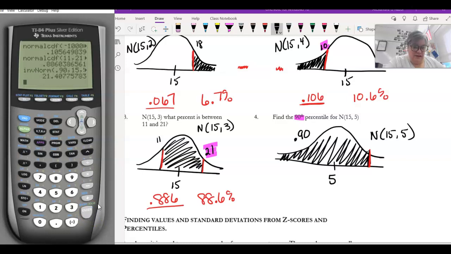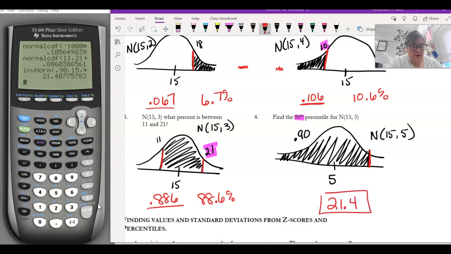And so what that tells us is that a score of 21.4 is going to give you 90% of the data. So if you score 21.4 or higher, you're in the 90th percentile. Okay, so we will definitely practice this, but you got to make sure you draw the picture. I do not want to see anybody writing inverse norm or normal CDF and then writing down what you plug in the calculator. Okay, your picture is what paints it so that I understand that you know it.